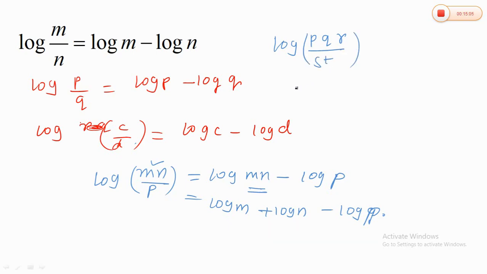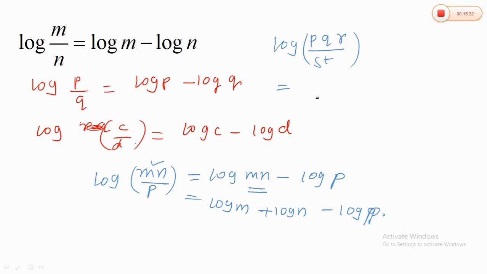So directly we can write here. The numerator takes a minus sign and product parts take positive signs. That is, P, Q, R are positive in the numerator. Therefore, we have to write log P plus log Q plus log R. S, T come under the denominator. Therefore, they get a minus sign.